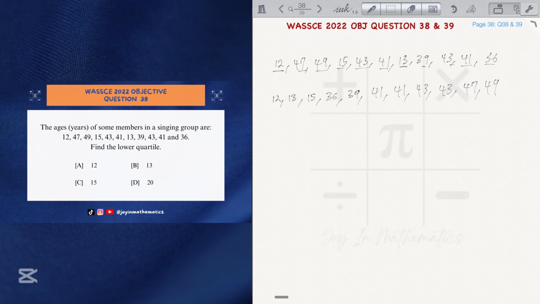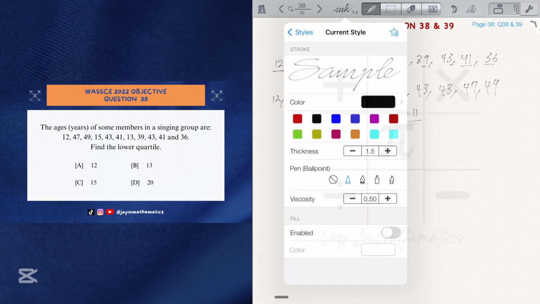Now if you count the number of items here, 1, 2, 3, 4, 5, 6, 7, 8, 9, 10, 11. So that means we have n equals 11. Now let's focus on the first question, question 38.